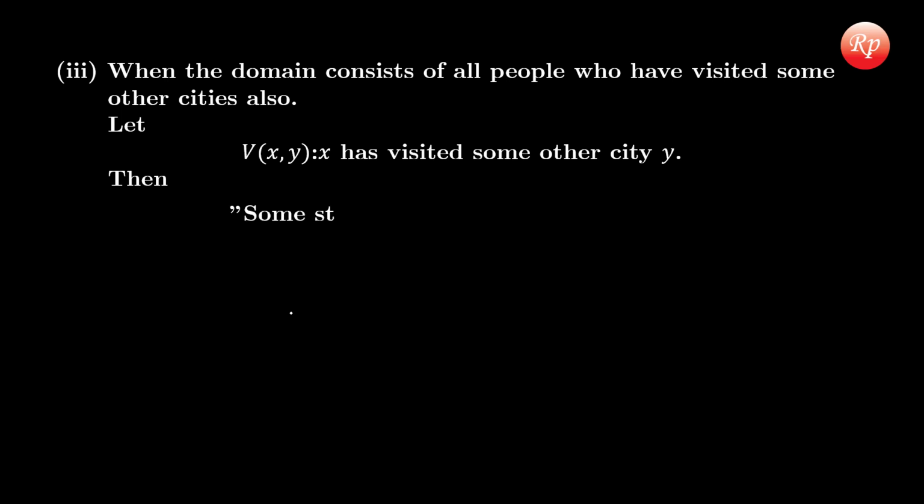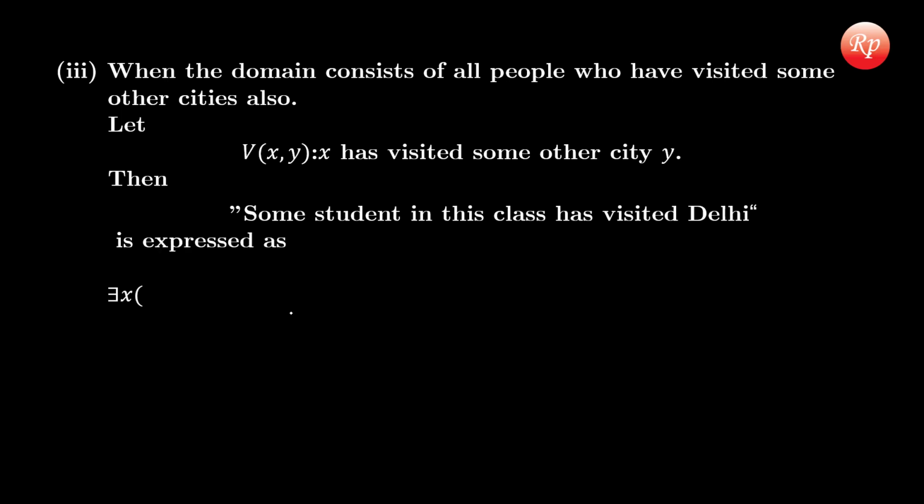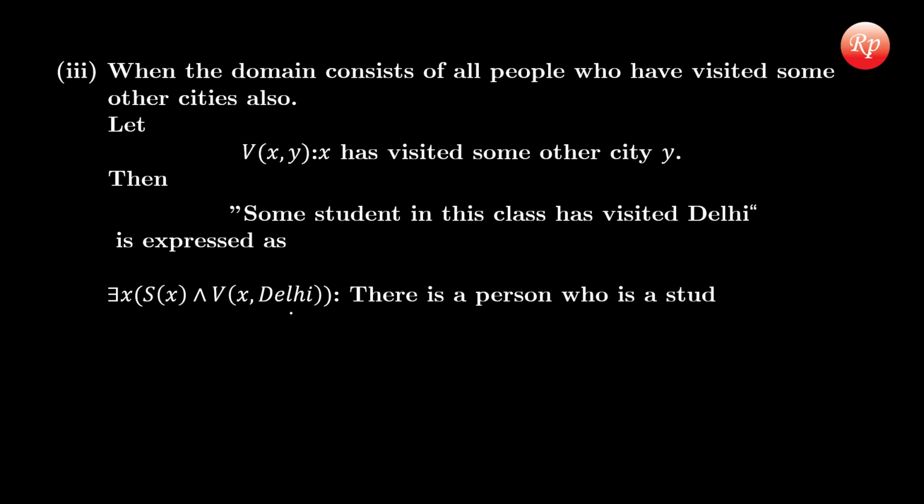Then some student in this class has visited Delhi is expressed like this. There exists x, S(x), D(x), who is a student of this class and has visited Delhi. So there exists a person who is a student of this class and has visited Delhi, will be expressed like this.